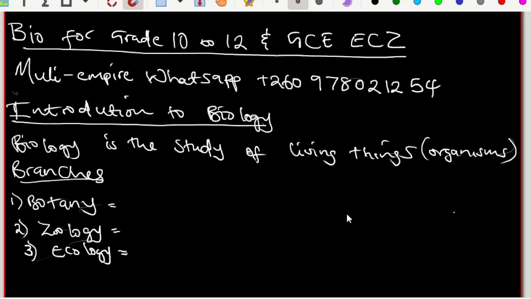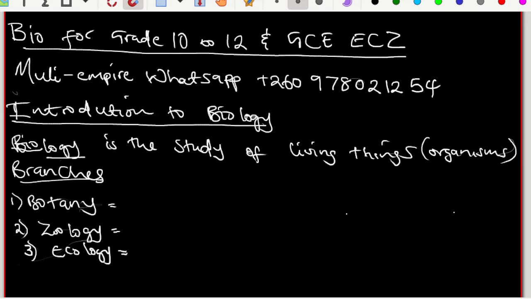So, introduction to biology. You need to understand that the word itself, biology, is made up of two words. There's bio, which means life, then logy, which is what? The study. So in other words, biology altogether is the study of living things or living organisms. That's all. Then it also has many branches. You need to understand that.